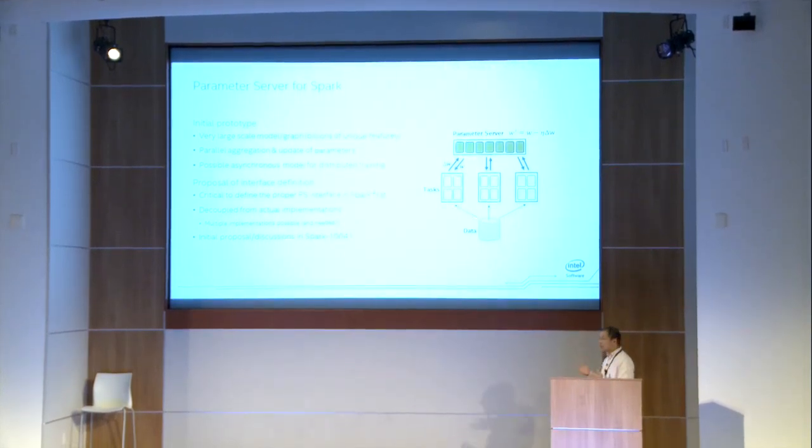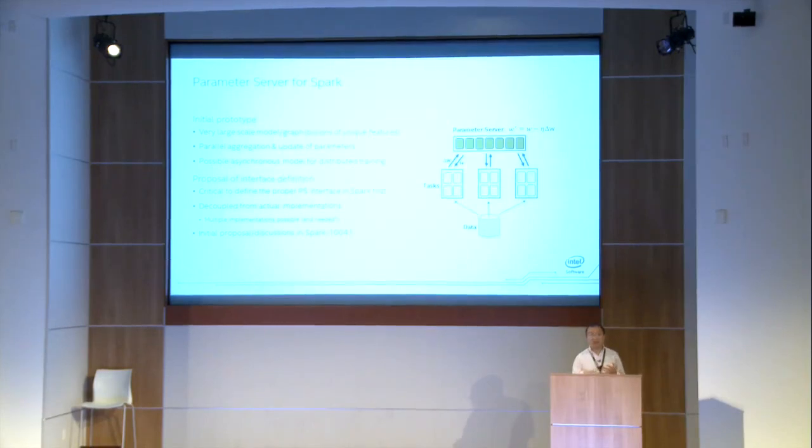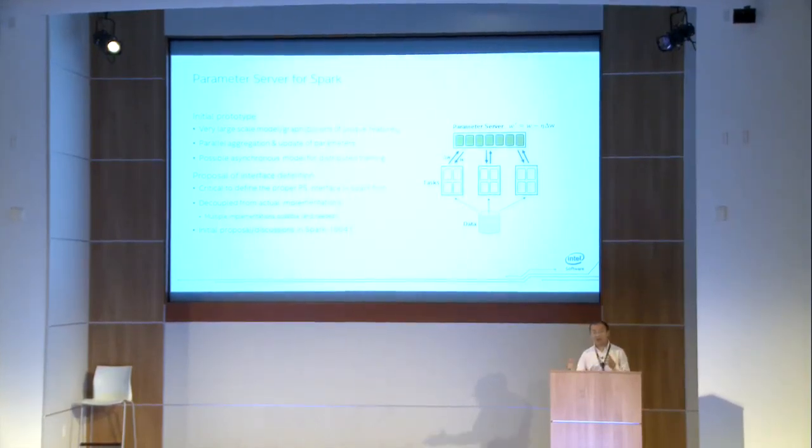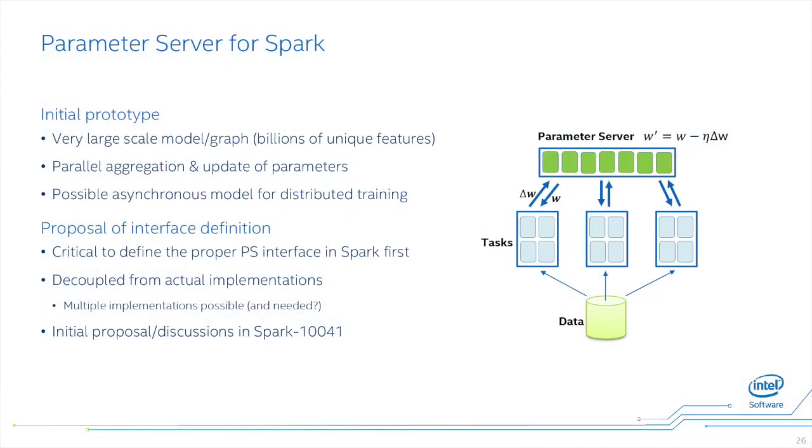So it allows us to actually build very large-scale models, billions or even tens of billions of unique features. It allows the parallel aggregation and update of those parameters. Today, a lot of that aggregation, if you look at the logistic regression example, is actually done on the driver, which is a single node. Also, with the parameter server, it's possible to introduce asynchrony into the distributed training. So instead of doing a BSP model of training, where everyone needs to wait at the end of an iteration, you can inject some type of asynchrony into the training.